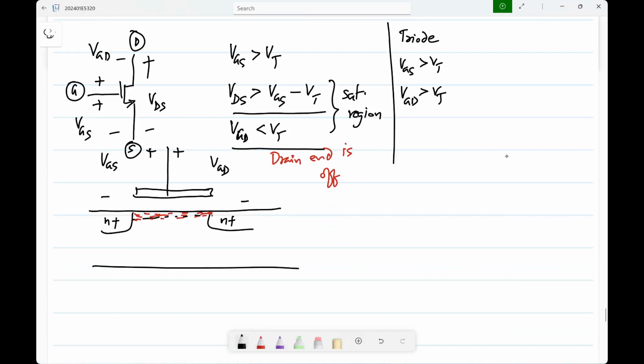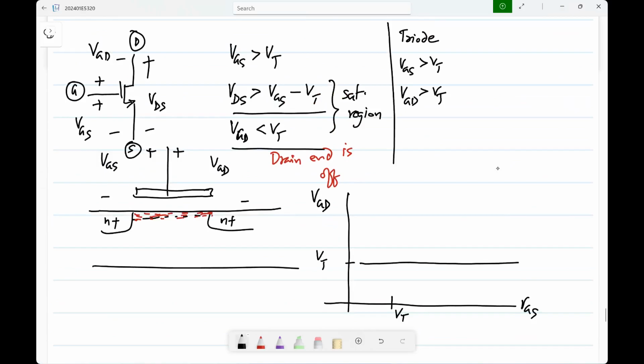G, and S. And let's say I plot VGD and VGS, and I mark the threshold voltage on both. And I will divide this into 4 regions. What is happening in this region, where VGD is less than VT, VGS is less than VT? What region is that? Off. So this is the cutoff region.